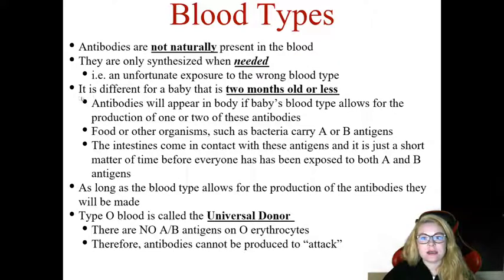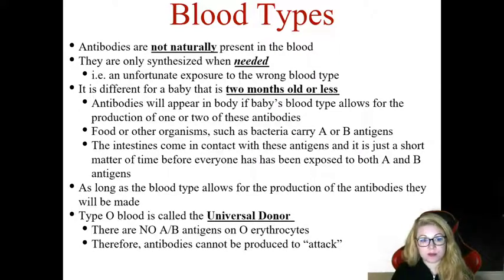Now, this whole concept is different for a baby that is 2 months old or less. The antibodies will appear in the body if the baby's blood type allows for the production of 1 or 2 of these antibodies. And we're talking, again, 2 months old or less, so just the first 2 months of life. Okay? Food or other organisms like bacteria can carry the A or the B antigens, and the intestines come in contact with these antigens, and it is just a short matter of time before everyone has been exposed to both A and B antigens as a young child. And as long as your blood type allows for the production of antibodies, they will be made by your body.